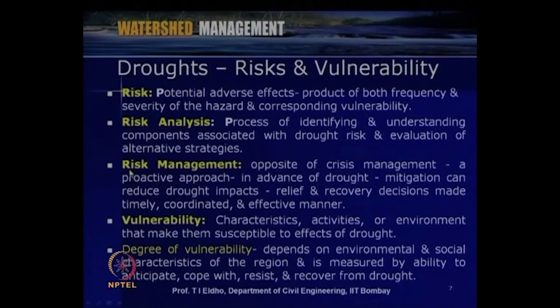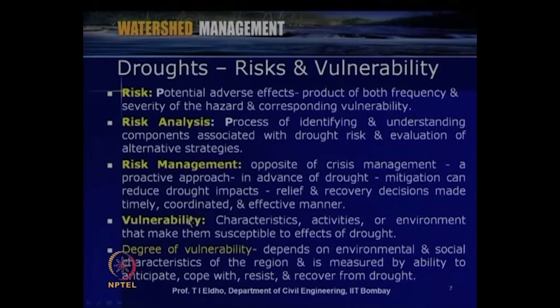Then the term risk management. Risk management is the opposite of crisis management; it is a proactive approach. Actually, we are looking for risk management. Crisis management is when the situation becomes worse, or things happen, and then we have to see how to deal with it. But in risk management, if a particular area is prone to risk, we can have advance measures. In advance of drought, mitigation can reduce drought impacts, and relief and recovery decisions can be made in a timely, coordinated and effective manner. That way we can go for risk management.